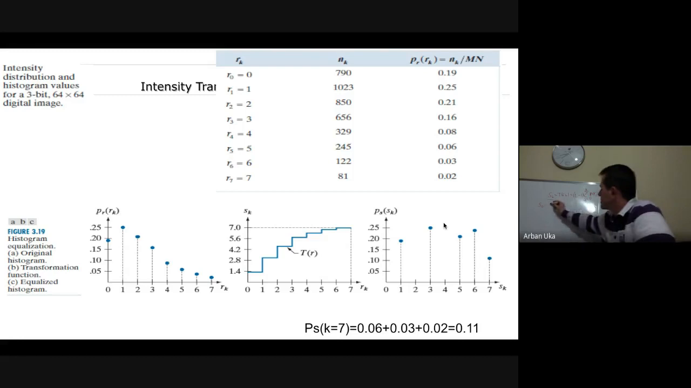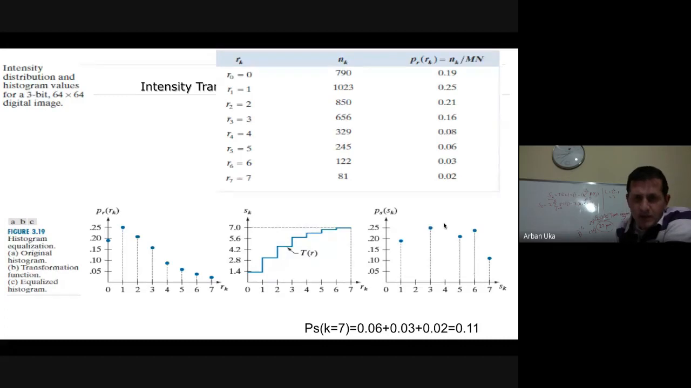So this is going to be 7 times the summation of j from 0 to 0 of all the probabilities of Rj. Now the probability of 0, if we have a look here, is 0.19. So this is 7 times 0.19, and we get a value of approximately 1.4. If we look at the modified histogram, which is Sk as a function of Rk, we see that the pixel which is 0 is going to have a probability given by 1.4.